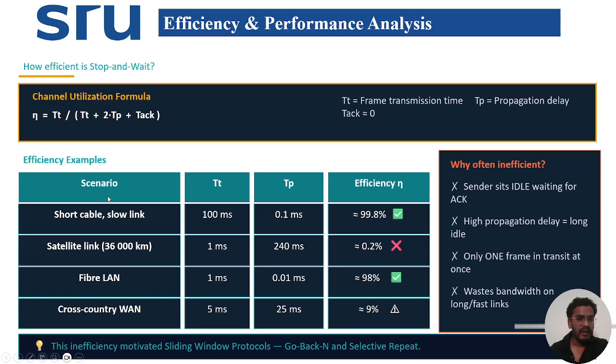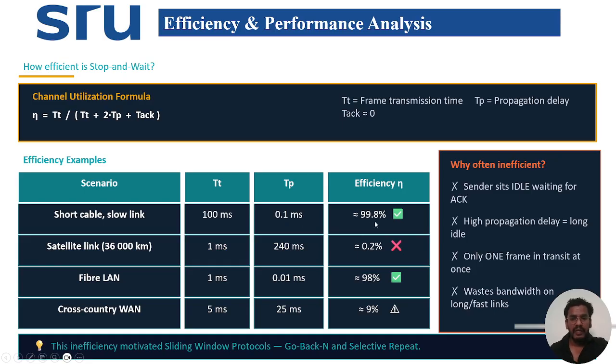The scenarios are short cable, satellite link, fiber LAN and cross-country WAN. These are the communication methods to transmit data or frames from one end to another. While using a short cable, the frame transmit time is 100 microseconds and the propagation delay is 0.1 microseconds.